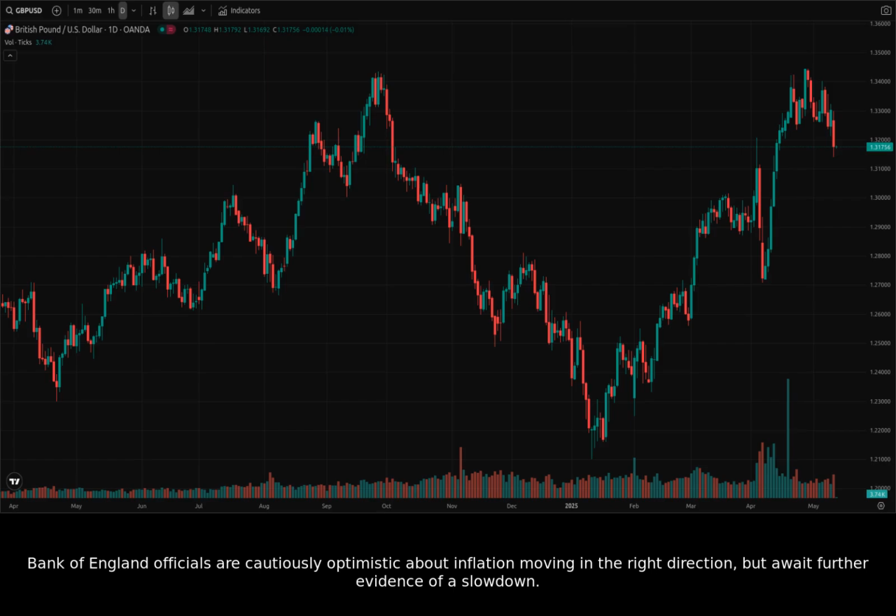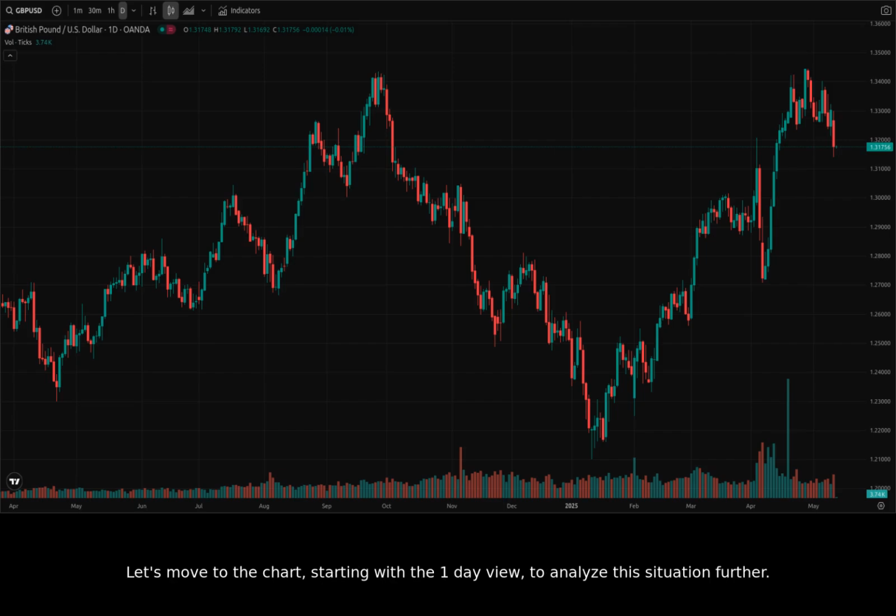Bank of England officials are cautiously optimistic about inflation moving in the right direction, but await further evidence of a slowdown. Let's move to the chart, starting with the one-day view, to analyze this situation further. We will be analyzing the technicals and how they line up with this news. We'll look for support and resistance, key price levels, and potential trading opportunities.